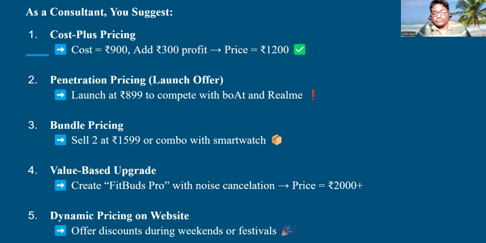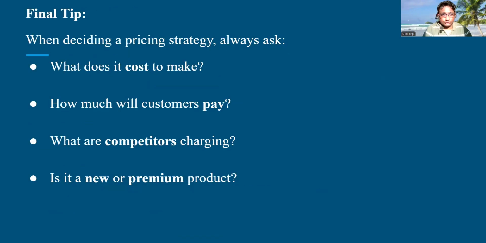Then dynamic pricing on the website. Dynamic pricing, as I told you, if the demand increases, supply decreases and prices increase, and all those things. So offer discounts during weekends and festivals. When you give discounts, demand will be increasing. If demand increases, automatically you will gradually increase the prices too, right? So you will be following dynamic pricing on the website too.